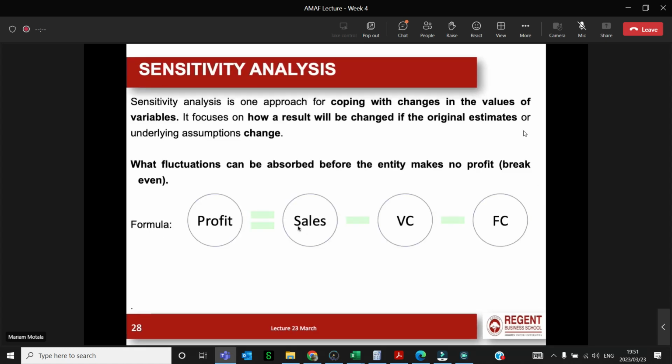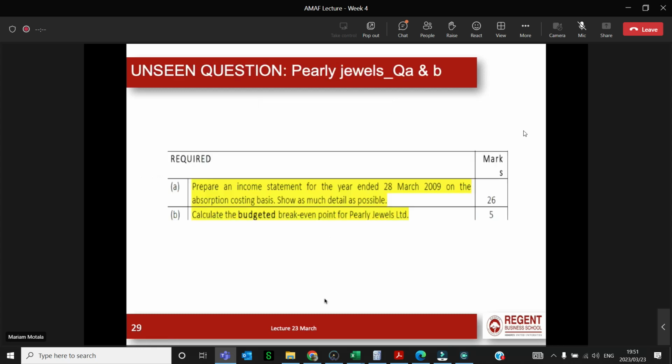Now, with sensitivity, we are looking at the changes, like I said, the fluctuations that an enterprise can absorb without moving into the realm of loss. That means they break even. So at any point, you can let your profit equal zero, and the unknown variable that you want to look at the change in, you can allow that to be the X, the unknown, and you can solve based on that.